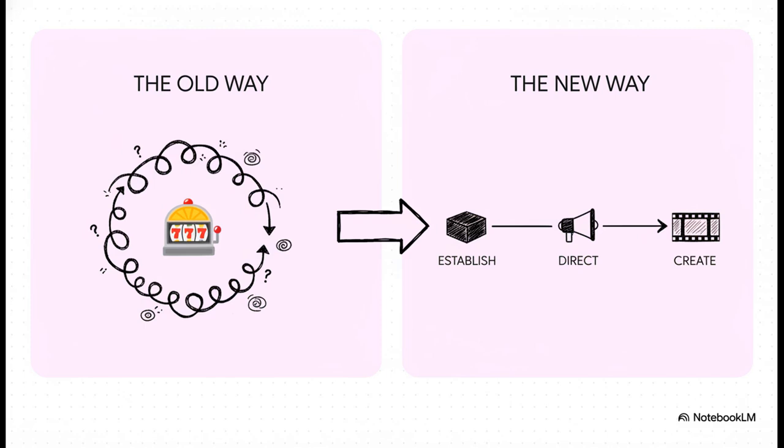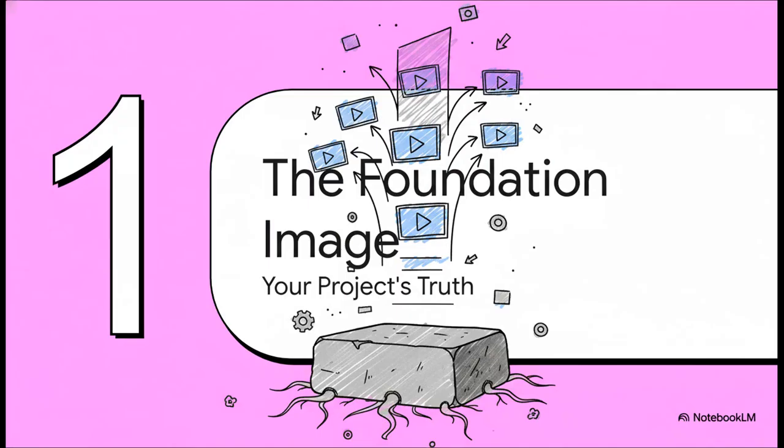So let's compare that chaos to a much better way. The old way, that's the frustrating loop. Generate, hope, regenerate. The new way is a real workflow. You establish your vision, you direct the AI with total precision, and then you create your shot. It's about turning that lottery into a reliable tool that you are in complete control of. So where do we start?